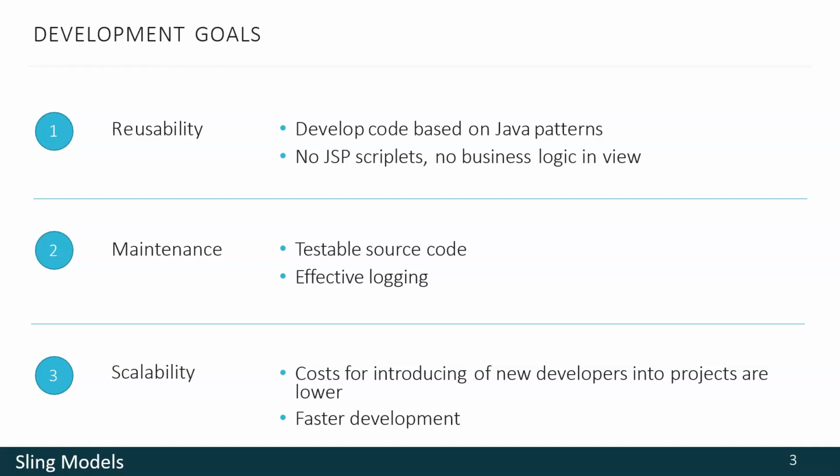Main advantages of using Sling models are reusability. You can write your code based on design patterns. If you are using Sling models, you can remove all business logic from JSP and do not use scriptlets. Maintenance: it's easier to test Sling models because they are Java classes and can be covered with unit tests, and it's also easier to add logging. Scalability: costs for introducing new developers are lower and development is faster.